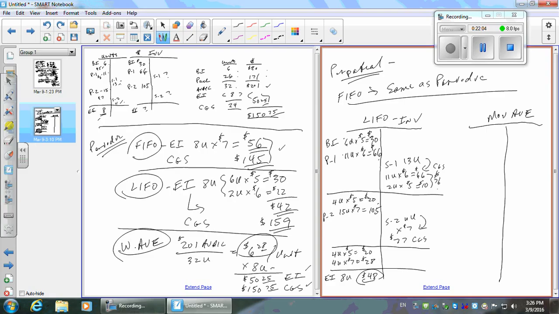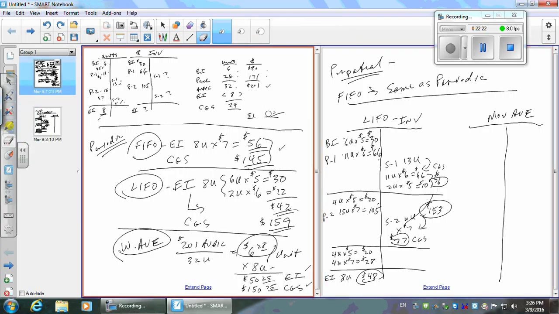So 48. So let's check this out though. What's our total cost of goods sold here? 76 and 77 is how much? 153. That's what we think our cost of goods sold is. Let's see if it works.